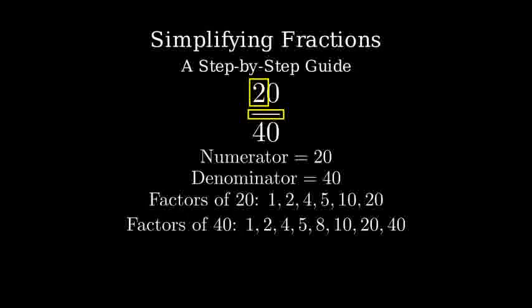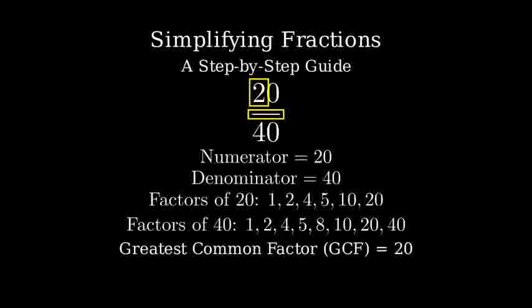Once we found the factors of both numbers, it's time to find their greatest common factor, or GCF. The greatest common factor is the largest number that divides both 20 and 40. And we see that the greatest common factor for both of these numbers is 20.